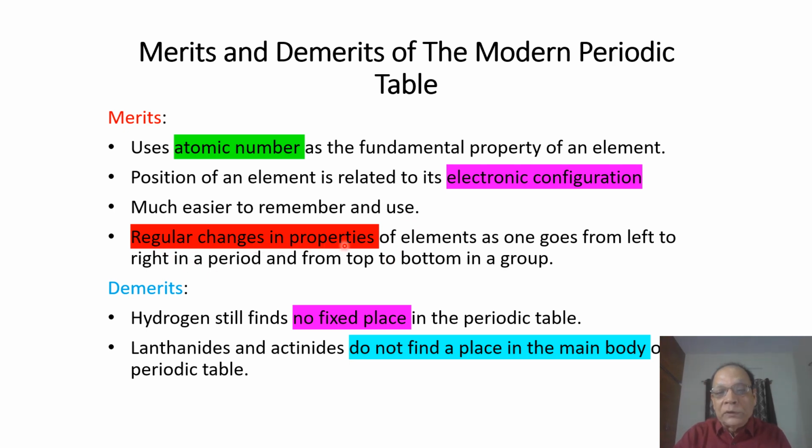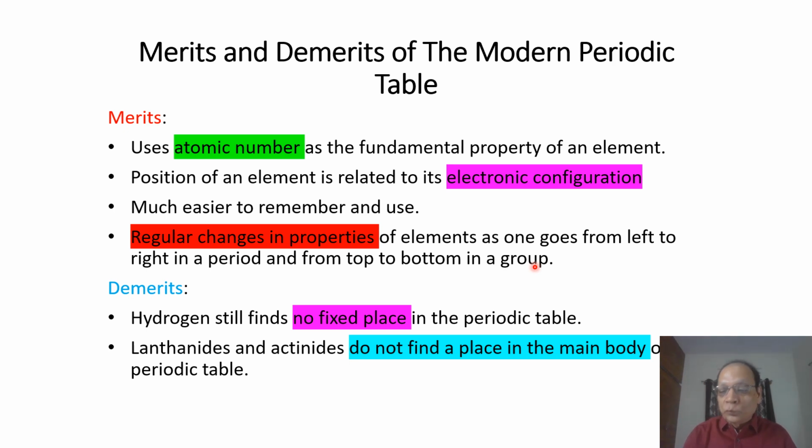Regular changes in properties of elements as one goes from left to right in a period and from top to bottom in a group. As I already said in the previous slide, we are more likely to find a non-metal at the top of the group, but as we go down, the non-metallic nature goes on decreasing, and finally we find metals at the bottom of the group. So there are regular changes in the properties of elements as one goes from left to right in a period and from top to bottom in a group.